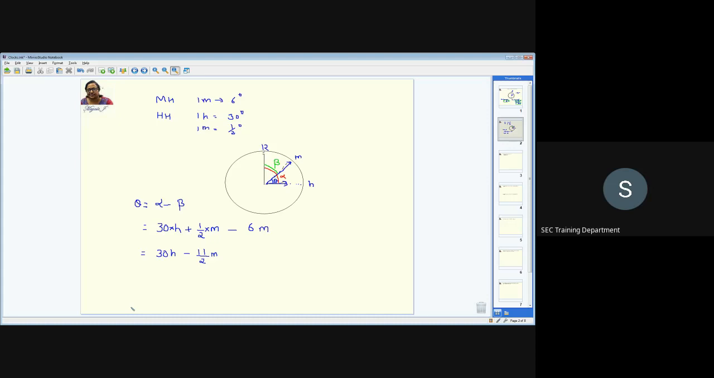This is one formula. And another way of doing it, I'm not going to do it again, but I'll just explain it here. Here, the hour hand is leading with respect to the reference and the minute hand is lagging. So we are doing it as alpha minus beta. But in some cases, your hour hand will be here and the minute hand will be here.